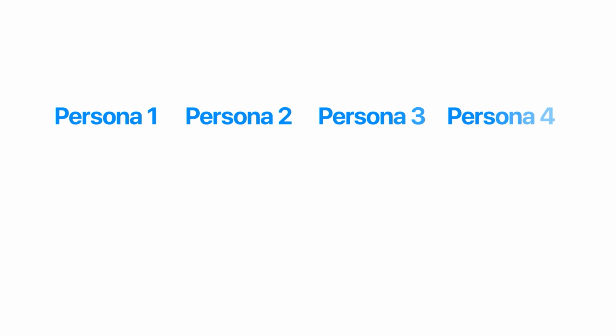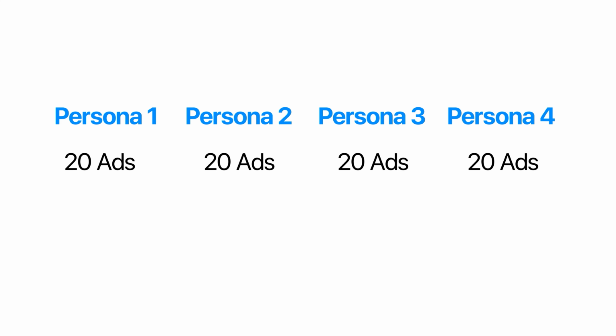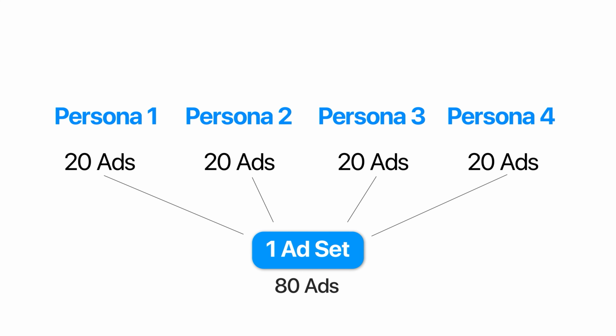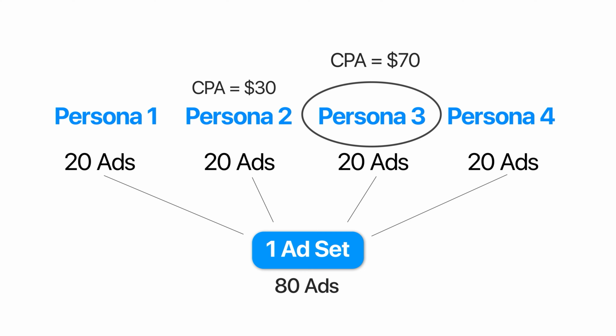Whereas if you put all of those 4 personas, 20 ads each, into 1 ad set, you've got 80 ads. You might actually miss out on persona 3 that got 70 because it all went to persona 2, which had a CPA of 30. That's the benefit of that. You actually get more learnings from your creative strategy perspective. But in terms of purely scaling, the end result is actually the same, because that 1 ad of persona 2 that had a CPA of 30 would still scale the most.